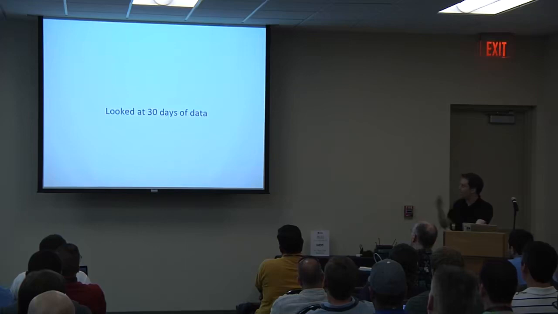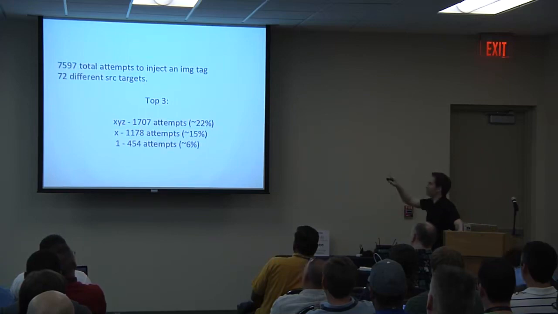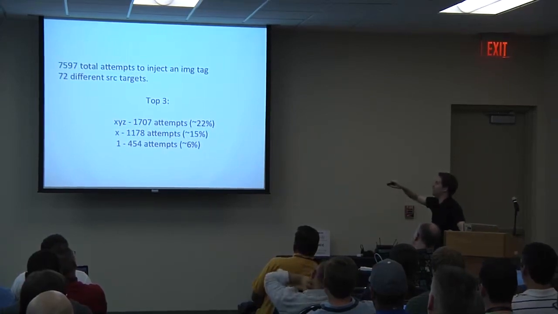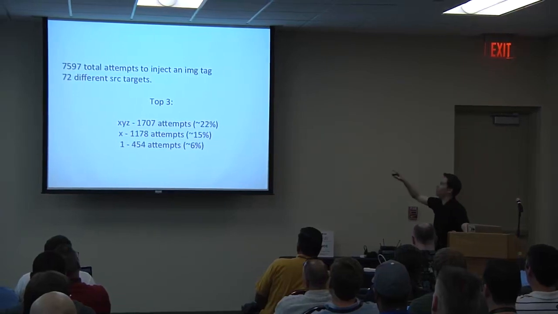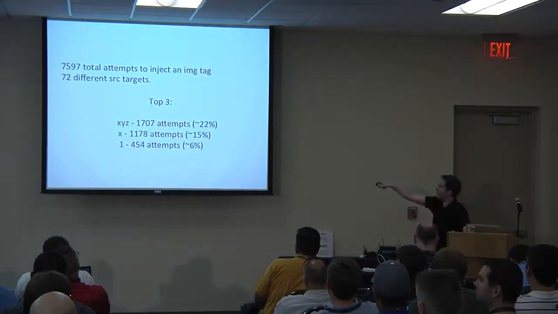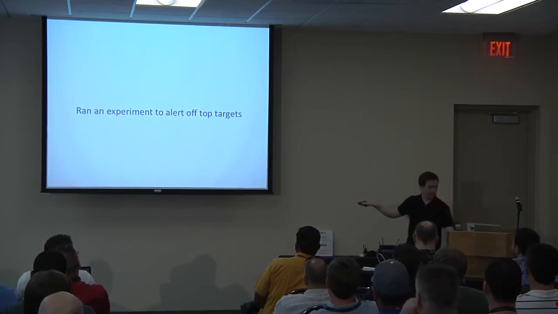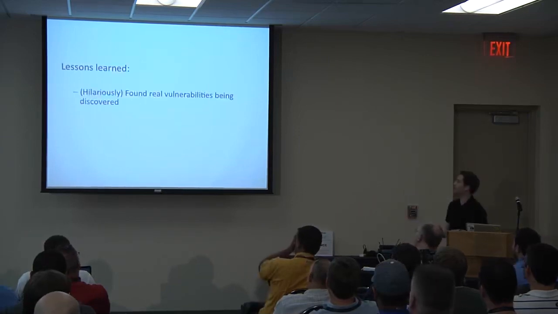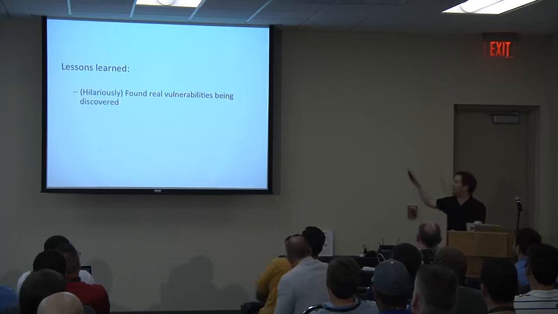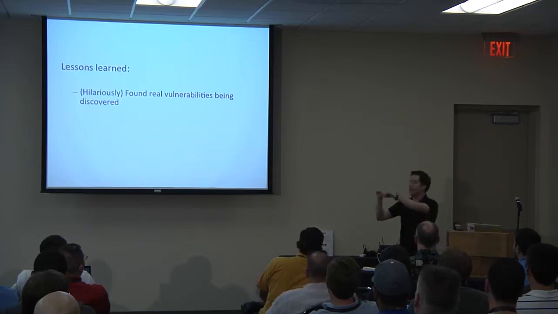So we went back and pulled 30 days of attack data out of our app. In those 30 days, there were almost 7,600 attempts to inject an image tag. There were only 72 different source targets for that. Almost 50% of them, when you walk it out, are three things. Do you think in a major web application, XYZ, X, or 1 exist as an endpoint? They don't. We ran an experiment on this, and the things that we learned were that this hilariously found people finding XSS. Because what happens is, when you inject that image tag and it works, your browser doesn't get to /x.